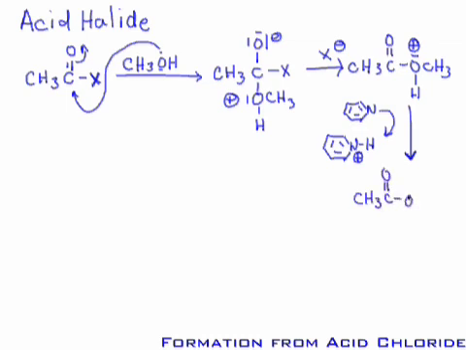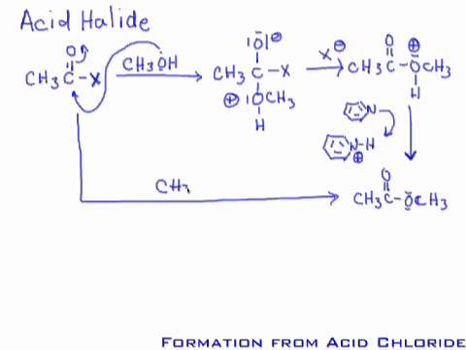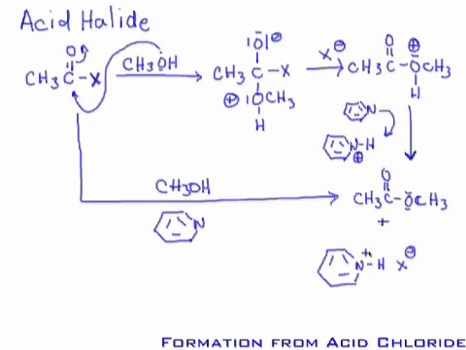Pyridine is a poor nucleophile because the lone pair of electrons on the nitrogen is in an sp squared orbital. It's sufficiently basic to abstract protons, but it's not going to compete with methanol for nucleophilic acyl substitution. So the overall reaction here is methanol plus pyridine. Note in this reaction, you also form the pyridinium salt with the X minus. So in acid chlorides, X equals Cl. And you generate pyridinium chloride. Let's write that down.